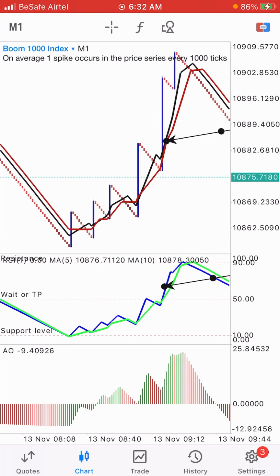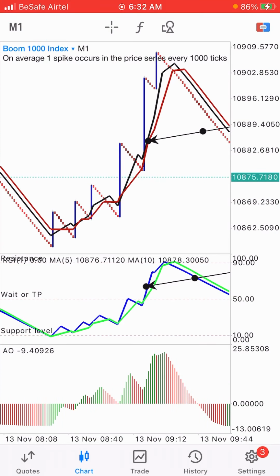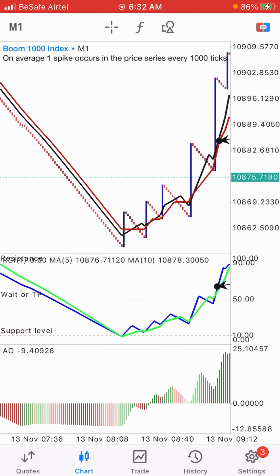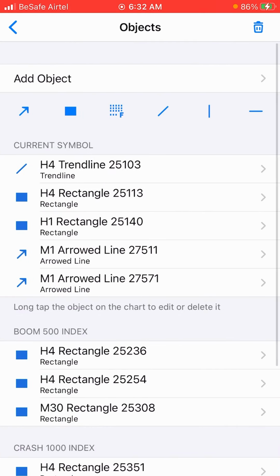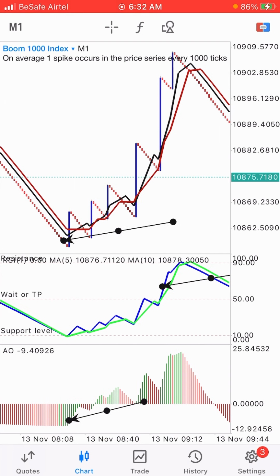Then this last indicator here, among my indicators, is the awesome oscillator. You can see red and green candles here. These red candles signify that price is ready to sell and is selling. Once you see green candles popping out, you know that price is about to buy. So what you'll be checking out for is very simple. You check out for this one if it has spiked.